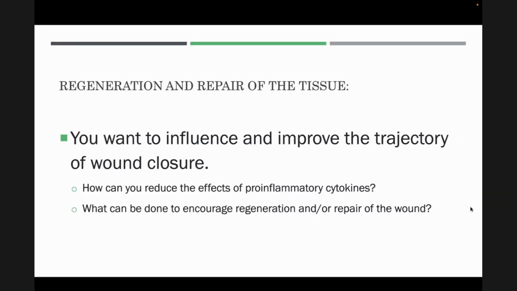Okay, so next we have the R in our timers and dimers abbreviation, or mnemonic, and that stands for regeneration and repair of the tissue. So the reason why you use regenerative therapy is because you want to influence and improve the trajectory of the wound closure. And what can you do to decrease the pro-inflammatory cytokines that lead to fibrotic tissue and slough deposition? What can you do? How can we encourage regeneration and repair of the wound?